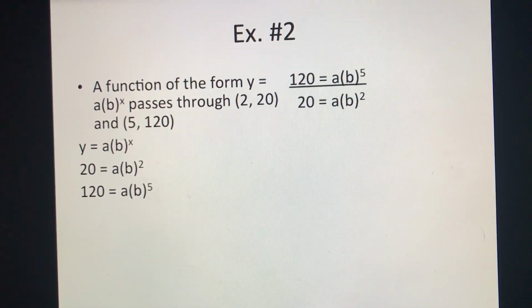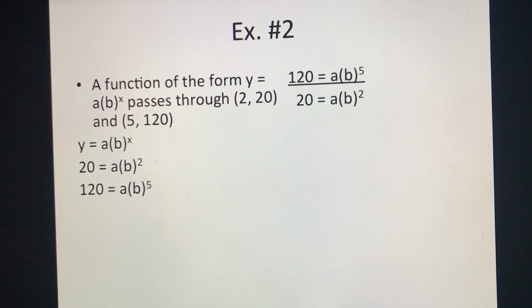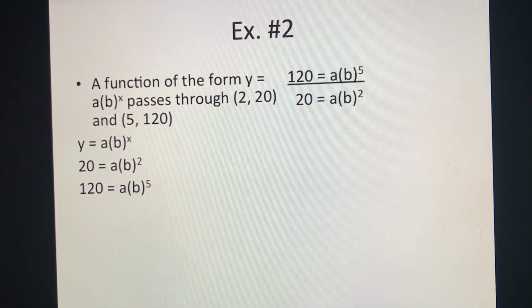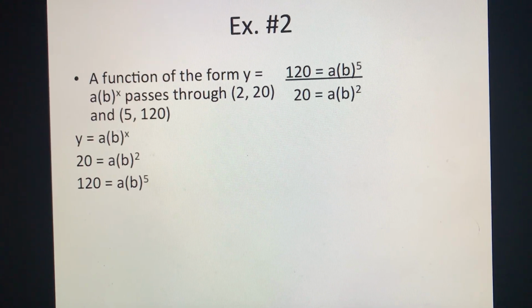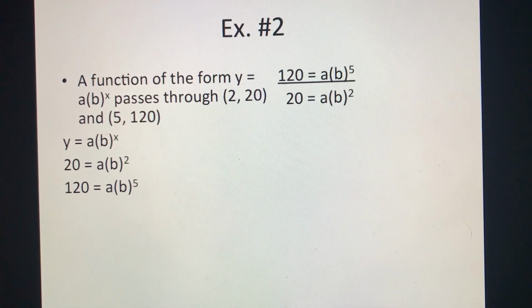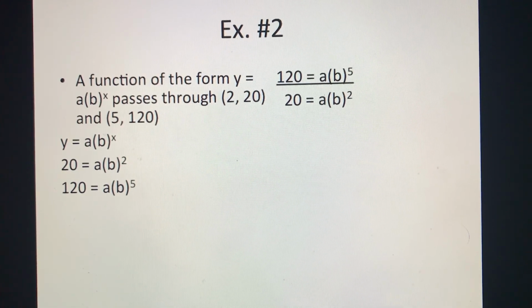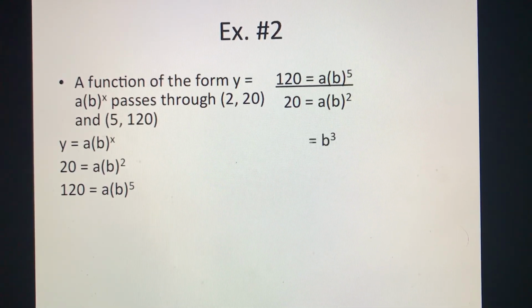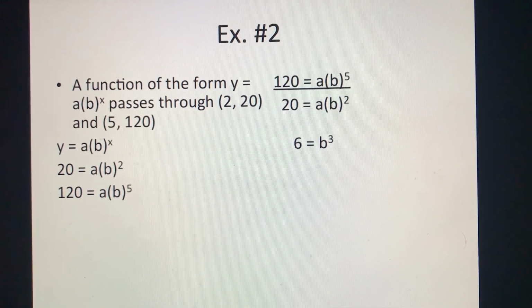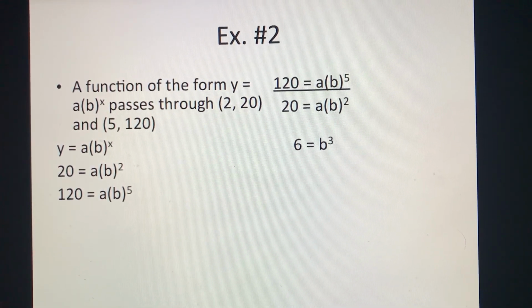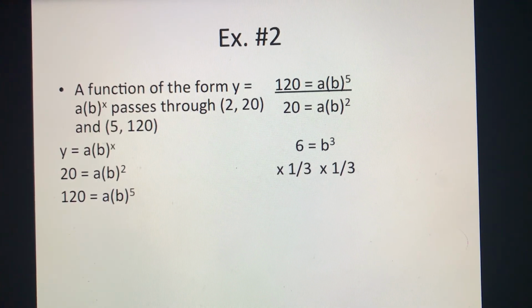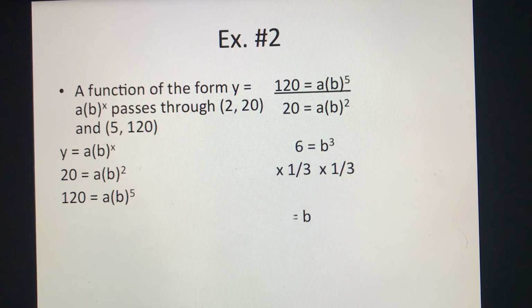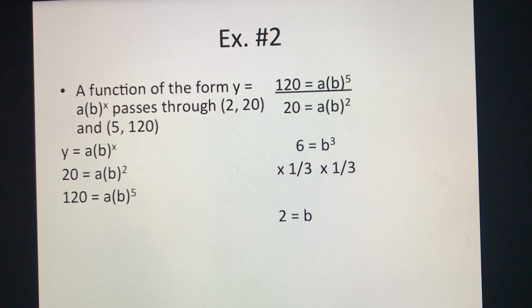We know 120 divided by 20 is 6. A divided by a would cancel out, removing that from the equation, and b to the 5th power divided by b squared is b cubed, because when dividing exponents, you subtract them. 5 minus 2 is 3, which now leaves us with 6 equals b cubed. To undo an exponent, you can raise it to its inverse. In this case, since we have 3, the inverse would be 1/3. You're going to raise both sides to the 1/3 power to get rid of the exponent and to get your b value, which is 2.